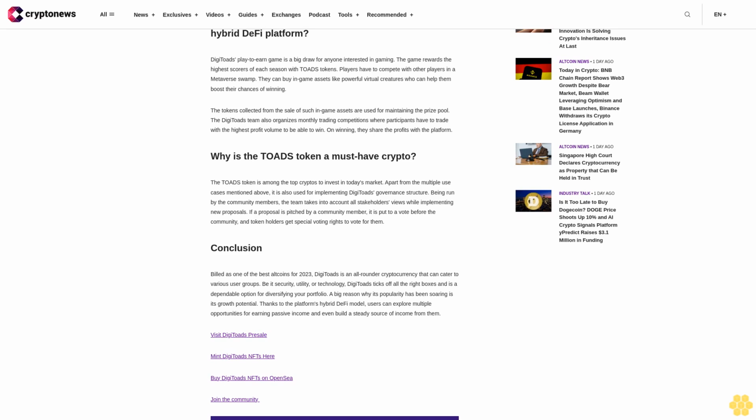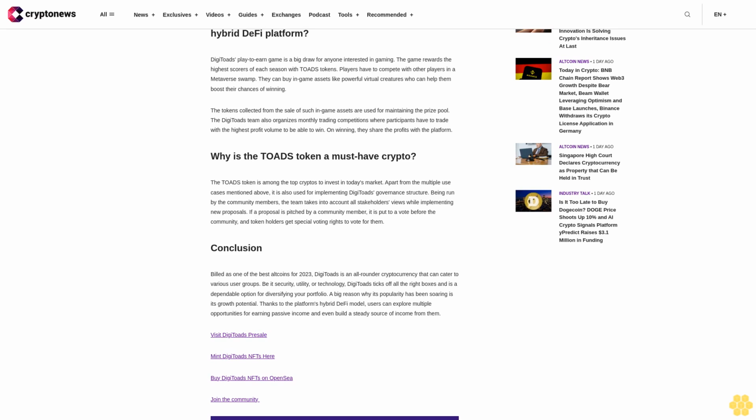How can you gain king-sized returns with DigiToads' hybrid DeFi platform? DigiToads' play-to-earn game is a big draw for anyone interested in gaming. The game rewards the highest scores of each season with Toads tokens. Players have to compete with other players in a metaverse swamp. They can buy in-game assets like powerful virtual creatures who can help them boost their chances of winning. The tokens collected from the sale of such in-game assets are used for maintaining the prize pool. The DigiToads team also organizes monthly trading competitions where participants have to trade with the highest profit volume to be able to win. On winning, they share the profits with the platform.